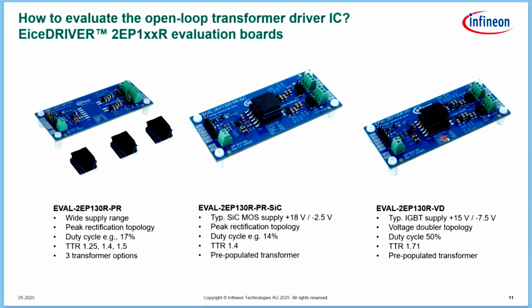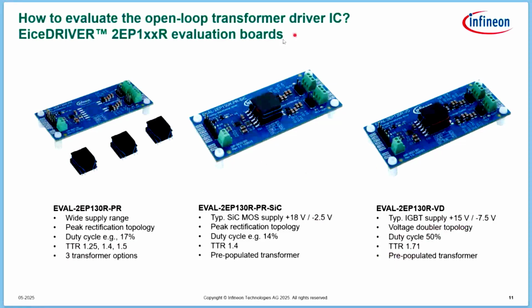Here we have this transformer specifically assembled so that we can provide a dual output IGBT supply with a plus 15 minus 7.5 voltage. It operates with 50% duty cycle and uses a transfer ratio of 1.71 to 1 to 1. It's pre-populated, as mentioned.